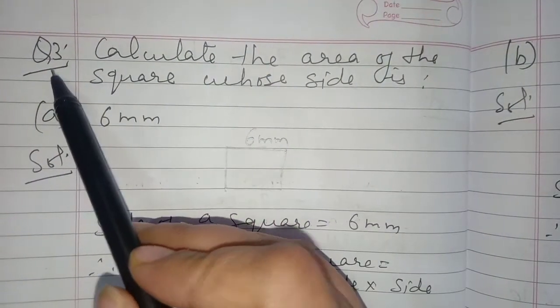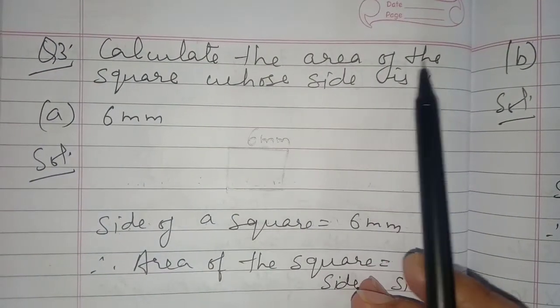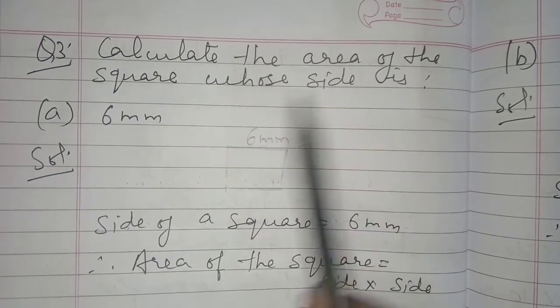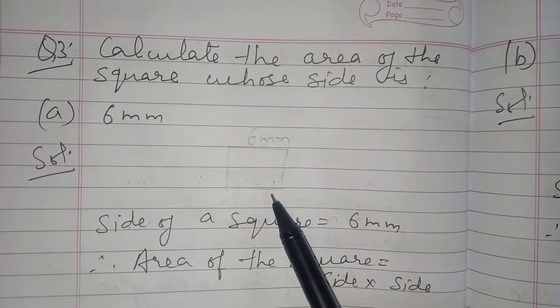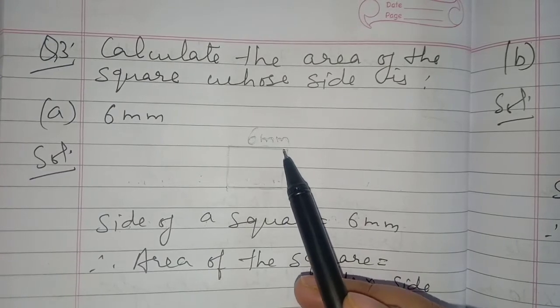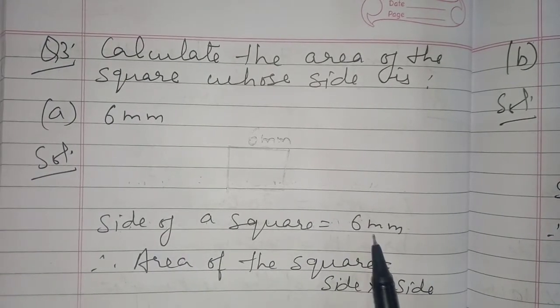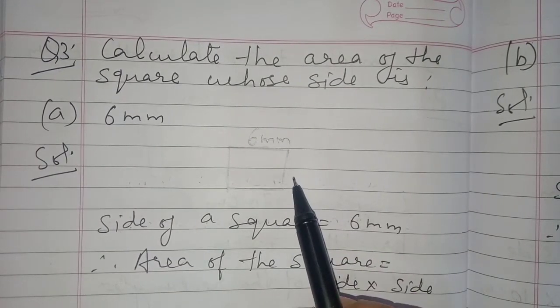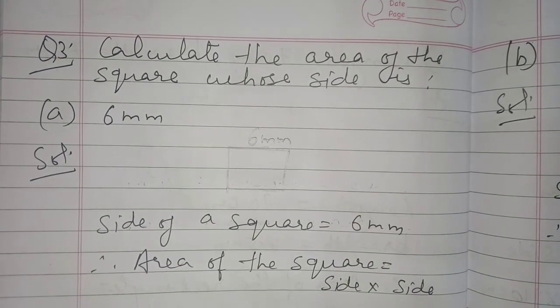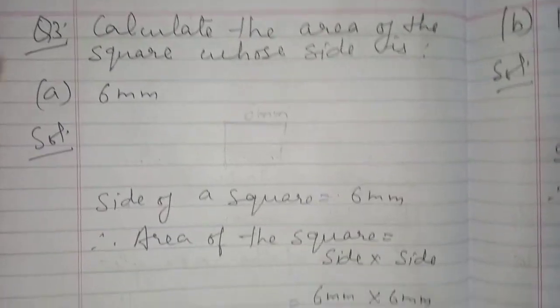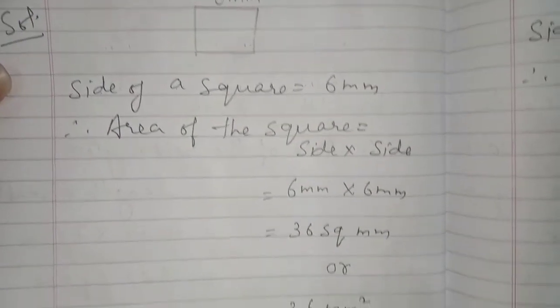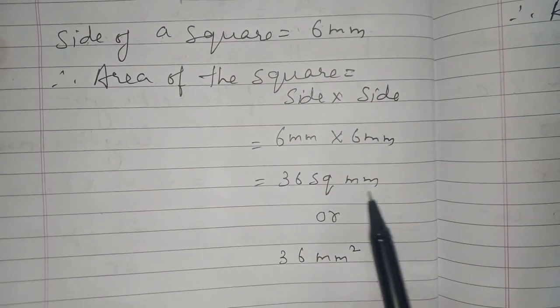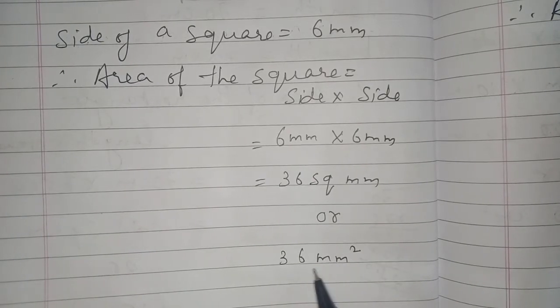Next is question number 3. Calculate the area of the square whose side is 6 millimeter. So here it is a square, its side is 6 millimeter. The side of a square is 6 millimeter, and how to find the area of a square? Side multiplied by side. Fine. 6 millimeter multiplied by 6 millimeter will give us 36 square millimeter, or we can say 36 millimeter square.